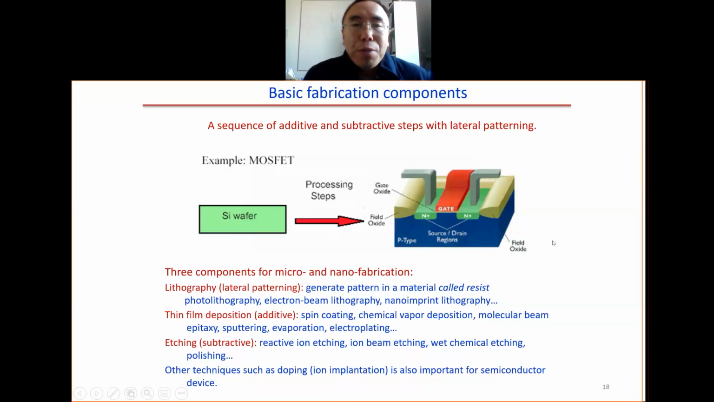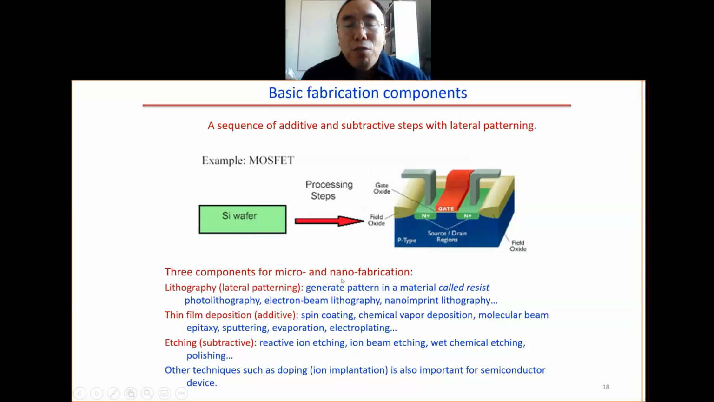So here I give you a simple example of the fabrication process. We want to make this MOSFET. So we have the source, drain, gate, metal electrode. This is the isolation. So how to make this? How to make the MOSFET?